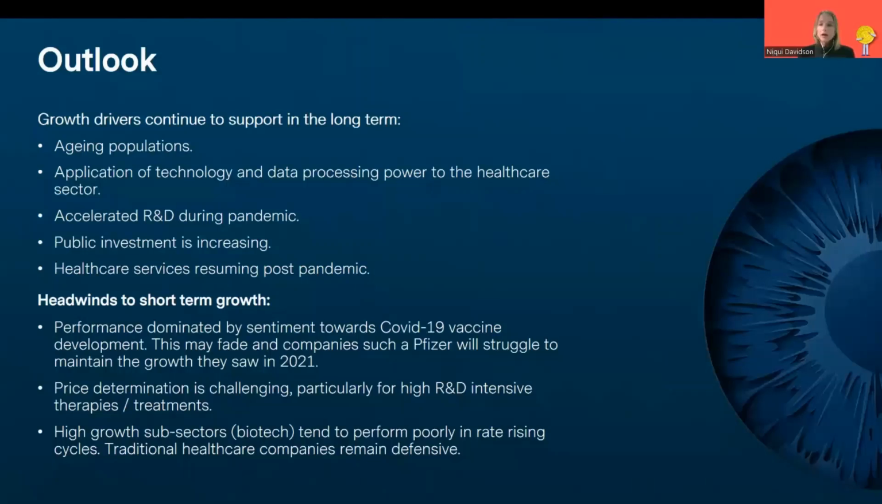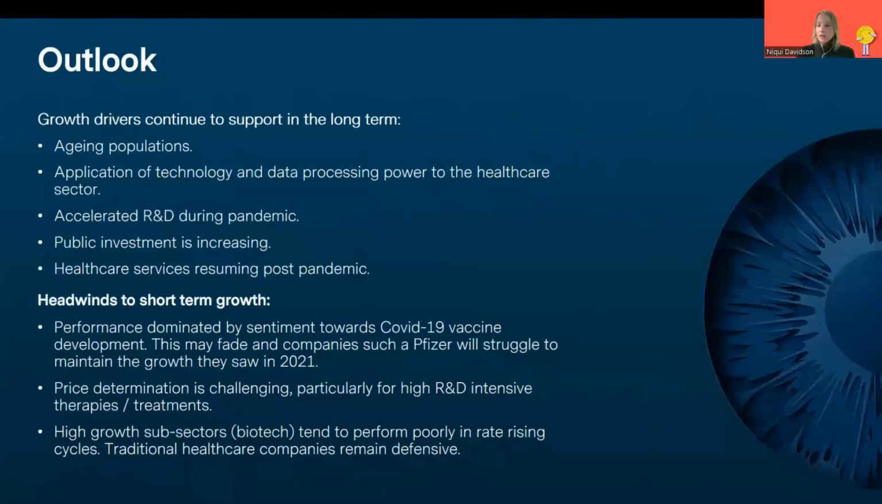Then there are, as I mentioned, you can expect some short-term volatility in the fund. Some of the headwinds that we've identified at the moment could possibly be sentiment from COVID-19 waning. There was a lot of excitement around the development of a COVID-19 vaccine candidate, and some of that excitement is likely to taper off into 2022.